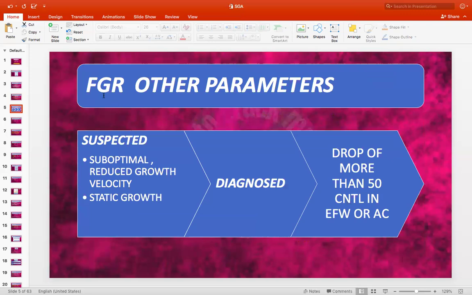So we suspect FGR when there is suboptimal or reduced growth velocity, or when there is static growth. And we confirm when there is a drop of more than 10 centiles in estimated fetal weight or abdominal circumference. So these are the other parameters. I have included this parameter in the definition as well. So when there is a drop of this much between two comparisons, then we diagnose it as FGR.